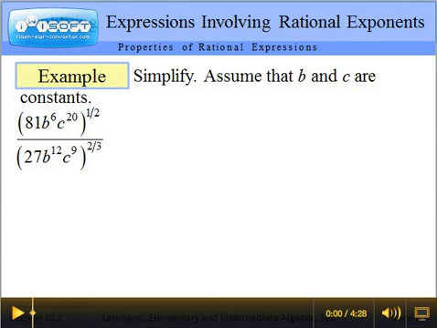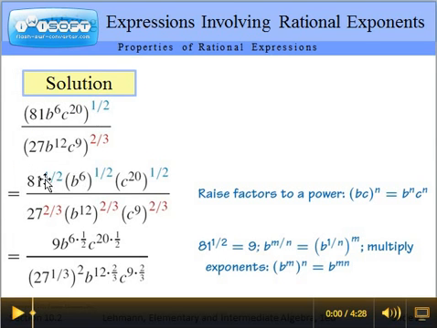Lastly, I want to simplify this. So I have this 1/2 on the outside here. I'm going to distribute the 1/2 through, and also the 2 over 3. So I'd have 81 to the 1/2, b to the 6 to the 1/2, c to the 20 to the 1/2, 27 to the 2 over 3, and all the other factors in the denominator to the 2 over 3. So I take the square root of whatever I can. The square root of 81 is 9. Then I would multiply these two exponents, and so on and so forth.